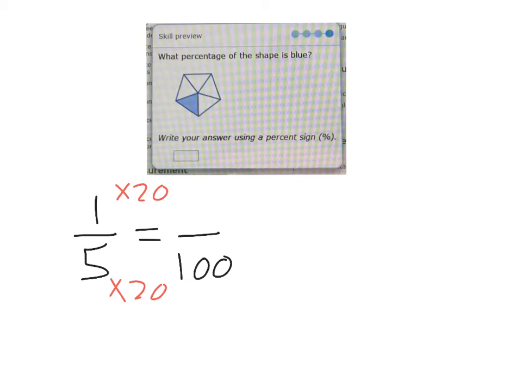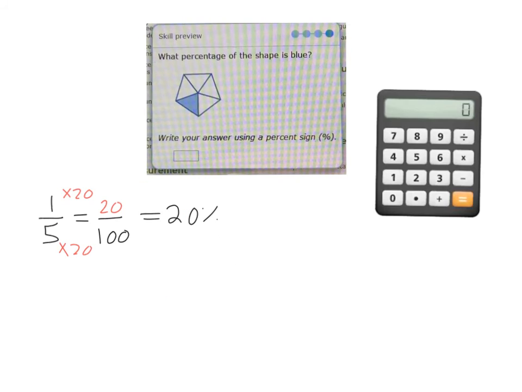So in terms of equivalent fractions, we have here 1/5 colored in. So we need to get to a denominator of 100 to make it easy to see what the percent is. So hopefully you know that 5 times 20 equals 100. So obviously what you do to the bottom, you do to the top. 1 times 20 equals 20. So our percent is 20%.